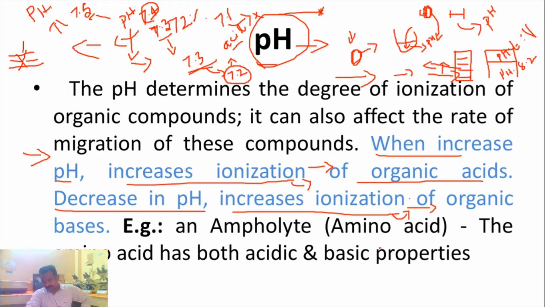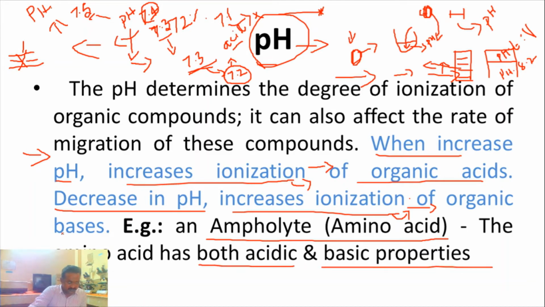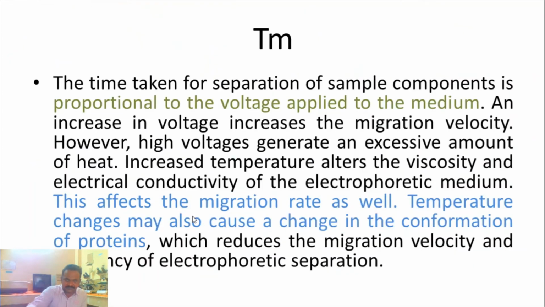We know very well that v equals mu E. So the velocity of the molecule is always directly proportional to the applied voltage. This is very important, and pH also plays a main role. The pH is more important in the separation of ampholytes, especially amino acids or proteins, because they exhibit acidic and basic properties. Please keep in mind, the last factor is temperature.